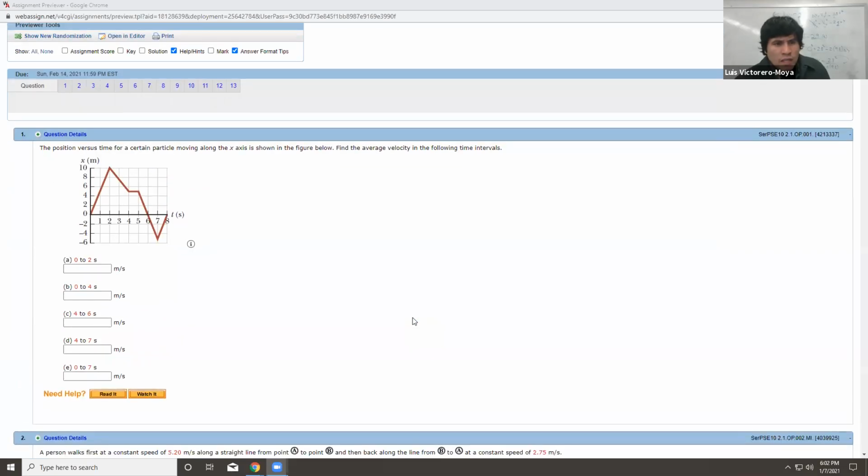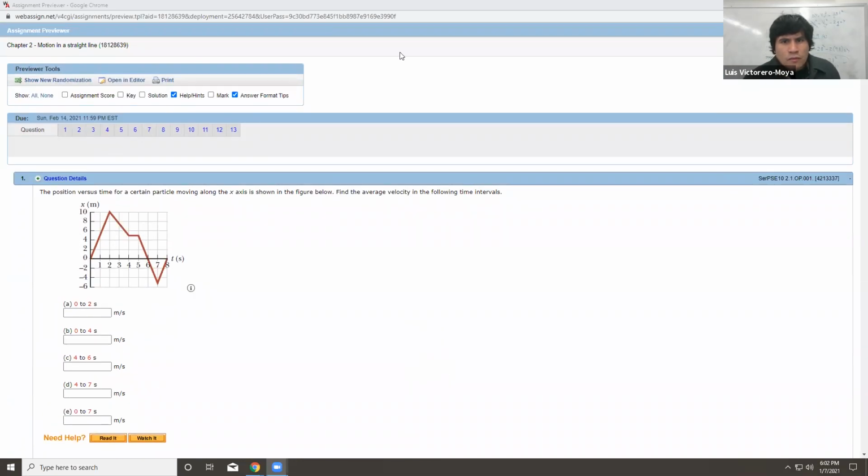Let's do one of these graphs. I'm not going to give you all the answers, but I'm going to tell you to be very careful. For example, here they give you a position versus time graph, right? So they want you to find the velocity or the average velocity between 0 and 2 seconds. 0 is here, 2 is here, right? So I just want the slope of this line. The slope of this line will be 10 divided by 2, 5 meters per second.